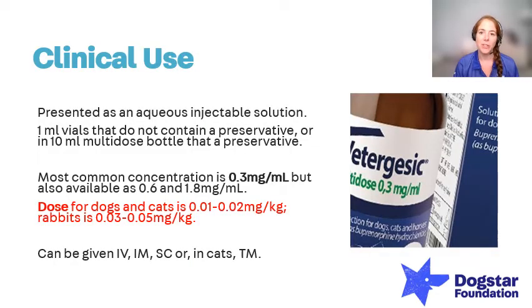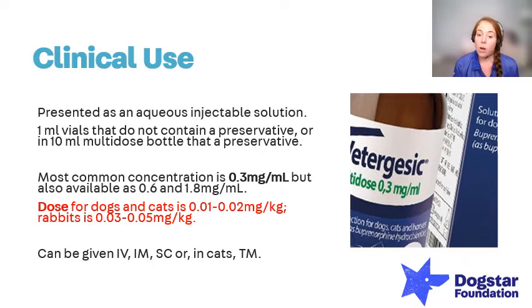Right, so clinical use. Buprenorphine is presented as an aqueous injectable solution. It comes in two different forms. One is a 1 ml vial that does not contain a preservative. The other is a 10 ml multi-dose bottle that does contain a preservative. I've put a picture of a common UK brand, Vetergesic, on the side of the screen, but there's many different brands available of buprenorphine.